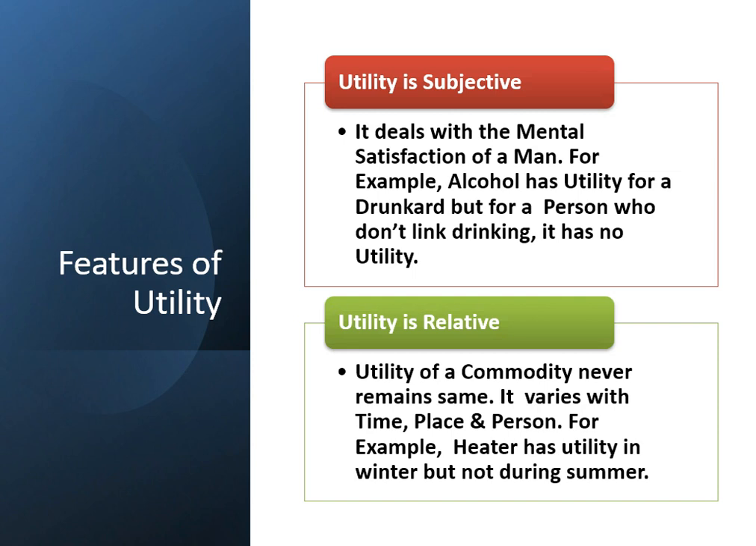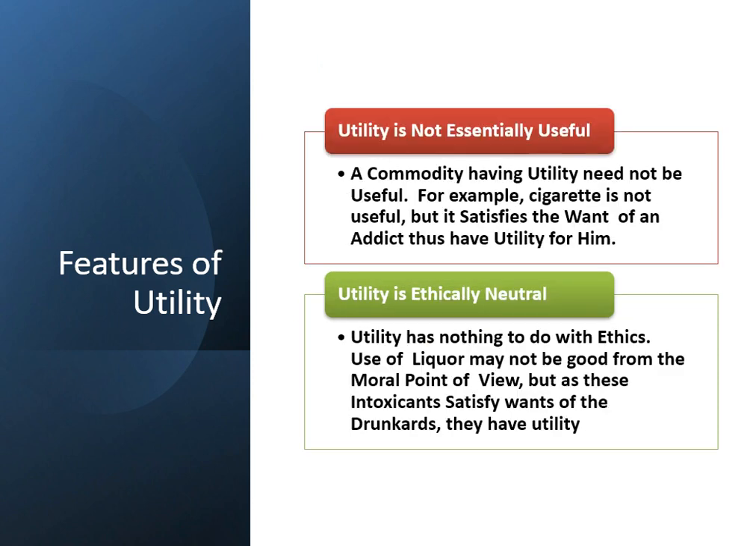Like here I just mentioned the example of a heater. Heaters are useful in the winter season. They are not useful in the summer season. Similarly, ACs are useful in the summer season, but they are not useful in the winter season. So that is the meaning of utility is relative. Utility varies from time to time, place to place and person to person.